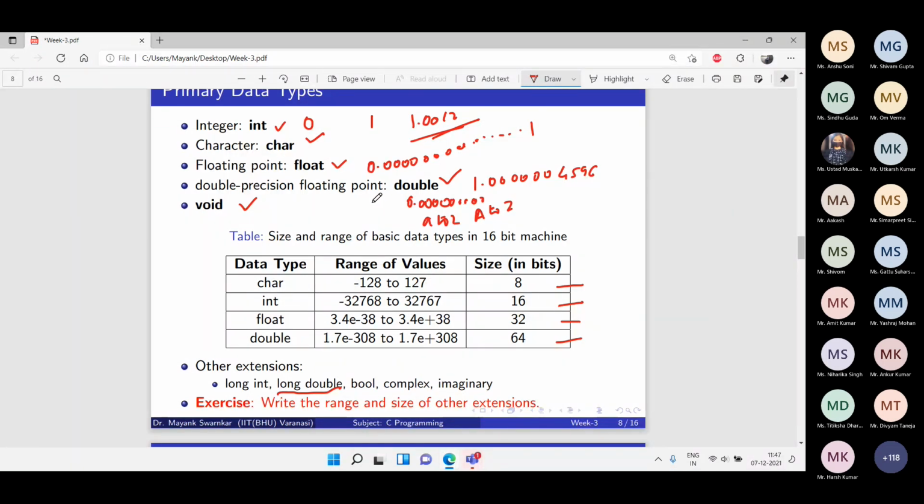Your program may go slow. Therefore, we try to deal with int and these 5 only. But for the special cases, we use other extensions like long int, long double, bool, complex and imaginary. Complex and imaginary are the same which you have done in your mathematics. However, these are not much used. Not only these two, all our other extensions are very rarely used in programming. In practical programming, theoretically it is there, but when we try to solve some real world problem, we can easily do with all these top 5.